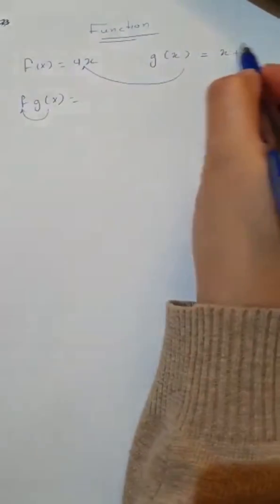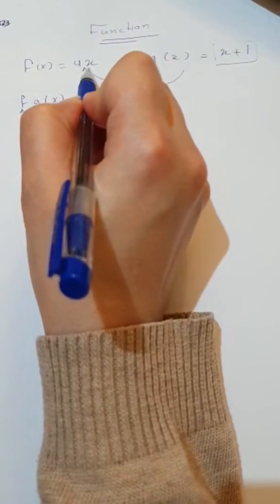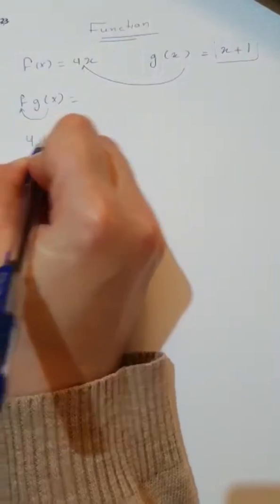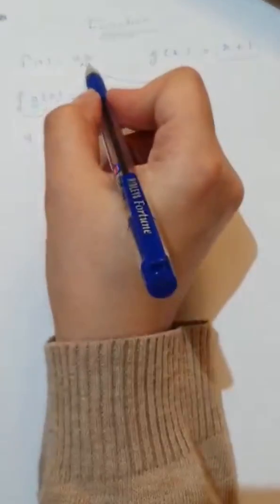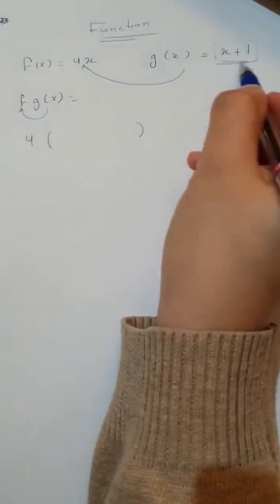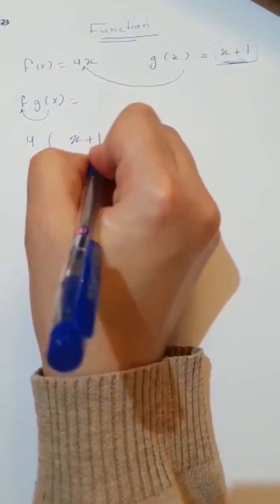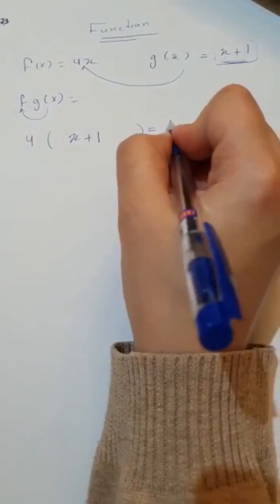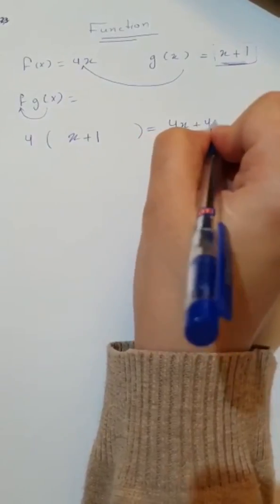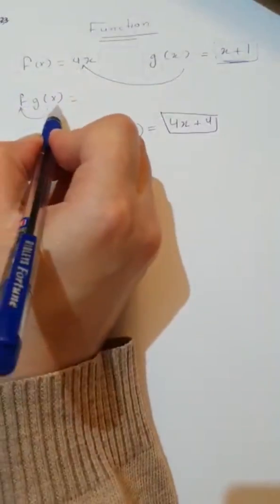So what I'm going to do here, I'm going to take the value of g of x and replace it instead of this x. So I'm going to keep the f of x empty. I'm going to say it's 4 multiplied by this x. If I want to replace, I'm going to replace this expression, which is g of x, inside f of x. So I'm going to put x plus 1. You can simplify your answer. It will become 4x plus 4, and this will be the last answer for f of g of x.